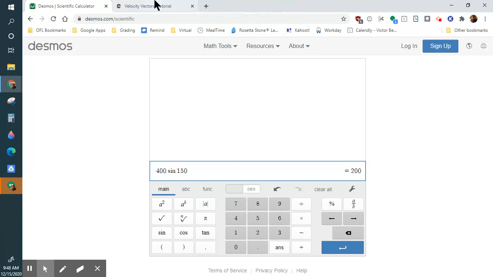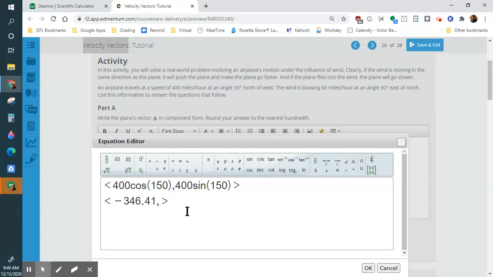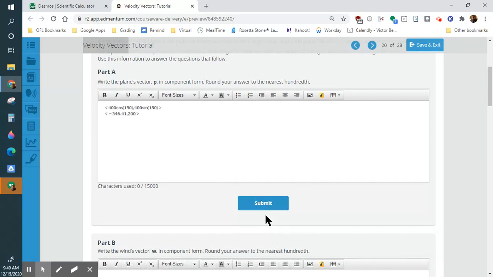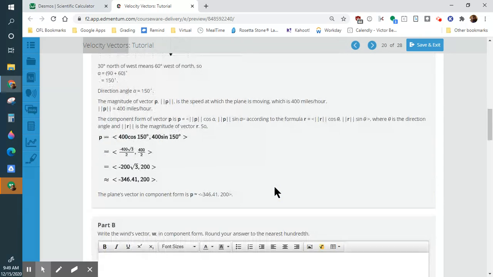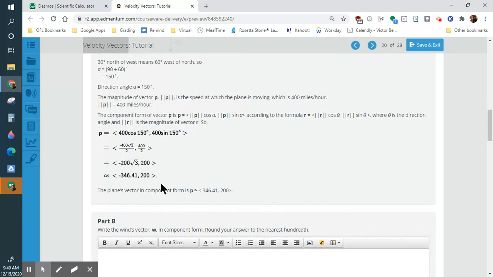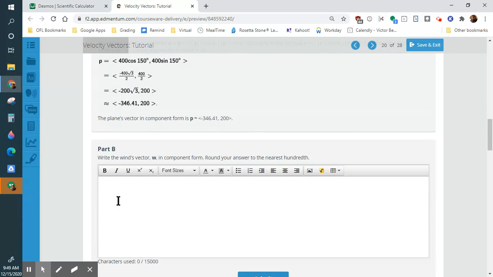All right, so let's do this. And this is 200 even, it looks like. So let's do that. Submit it. Let's see how we did. Yep. So you see here that that's what we're doing.